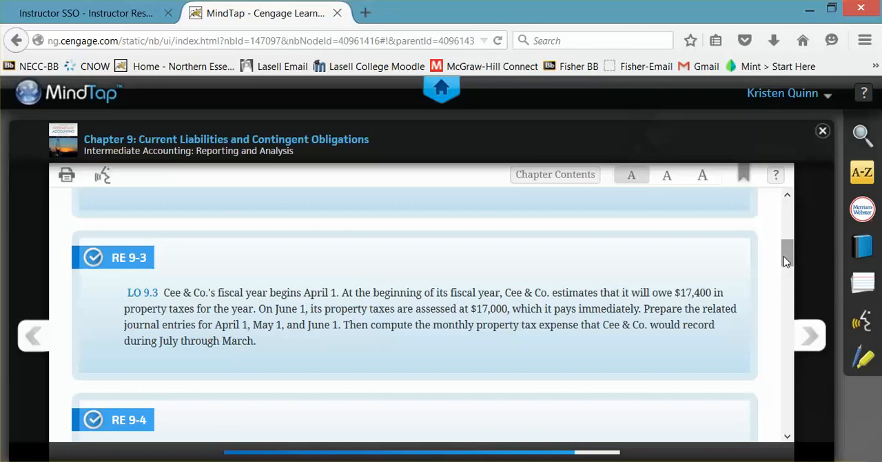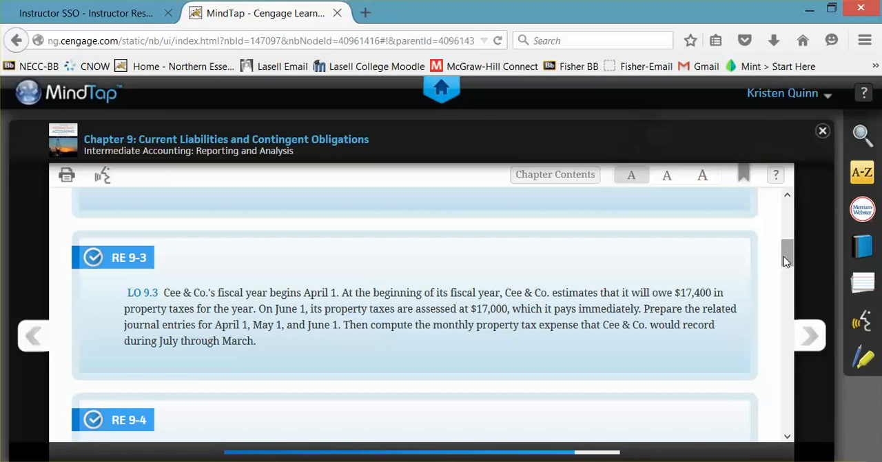So it says C and Company's fiscal year begins on April 1st, and at the beginning of its fiscal year, the company estimates that it's going to owe $17,400 in property taxes for the year. On June 1st, its property taxes are assessed at actually $17,000, which it pays immediately. And we need to prepare the related journal entries for April 1st, May 1st, and June 1st, and then compute the monthly property tax expense that the company would record during July through March.